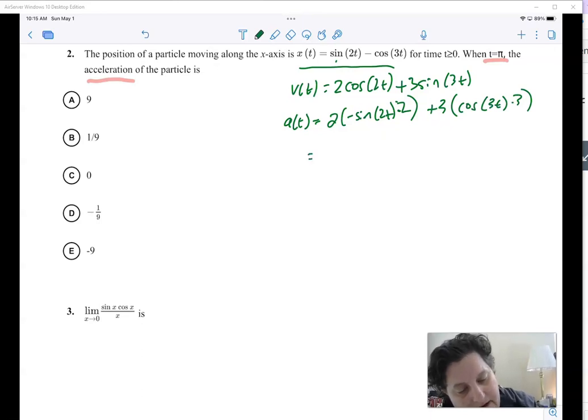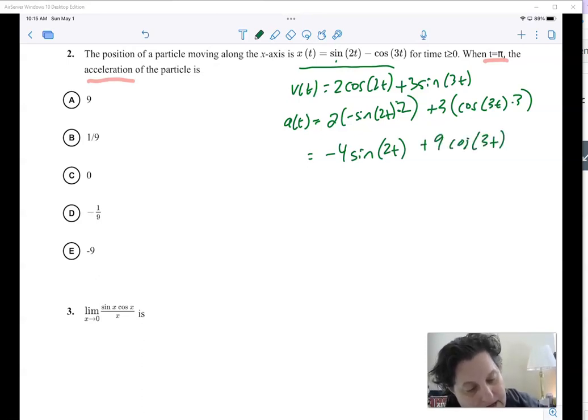So here's what I get: negative 4 sine 2t plus 9 cosine 3t. Okay, so there's my acceleration. I had to do two derivatives, being really careful about the sine and cosine, positives and negatives. So now, if I want to find acceleration at pi, 2 times pi is 2 pi, and 3 times pi is 3 pi.